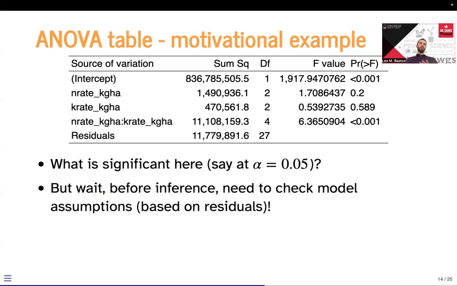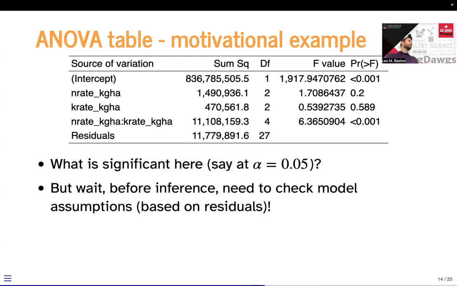Okay, so we have this ANOVA table. We know what's significant. So the next thing is we should go ahead and extract means and do pairwise comparisons of the interaction term. However, before we do that, we need to check that this model is appropriate for this data. In an ANOVA setting, we're going to see how to do that and what metrics we're going to be using for that.